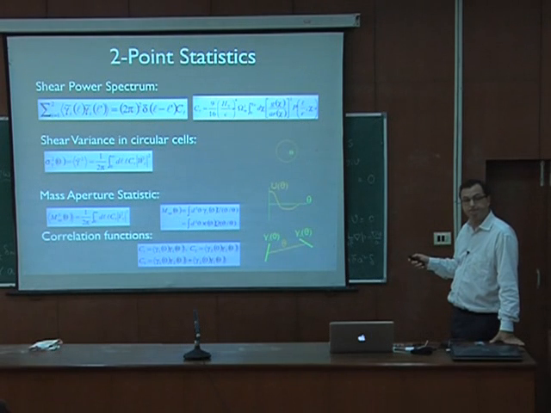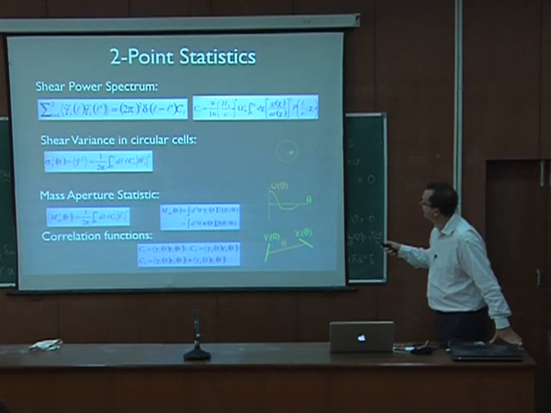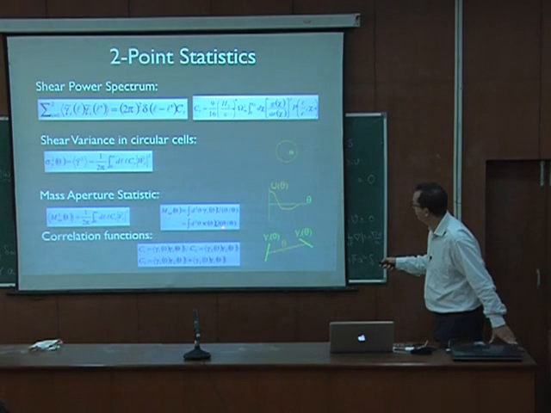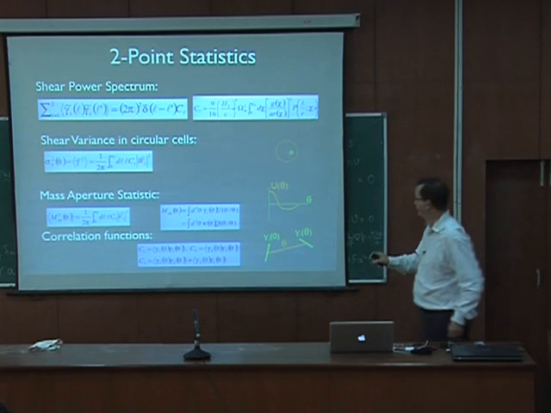The Q's and U's you have in the mass aperture statistic, are those the Stokes parameters? No, that's completely different.